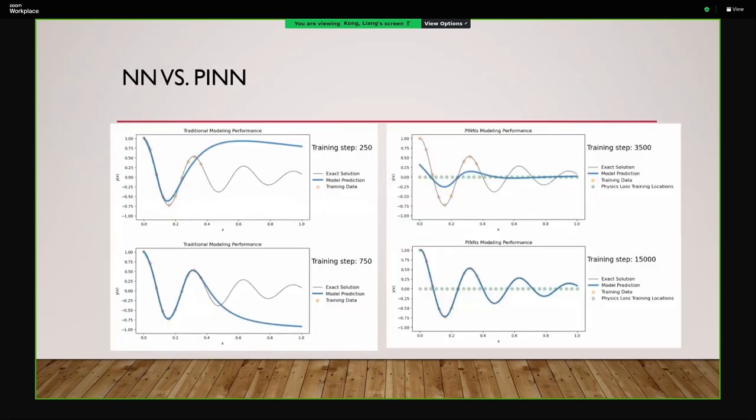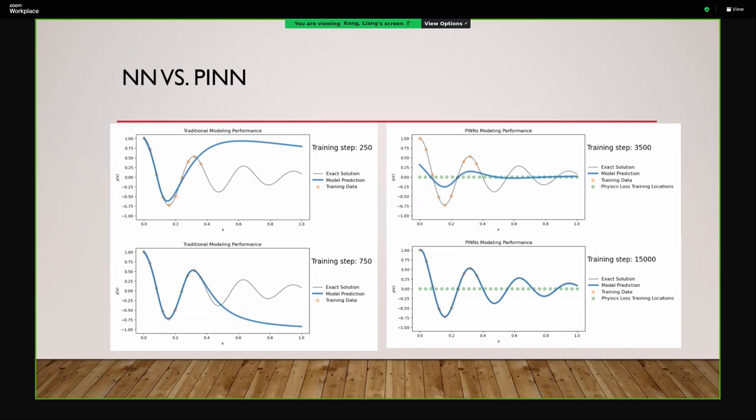Okay. So we can see that we compare the result from the neural network and the PINN. This is the neural network, which is a traditional neural network without the physics loss. This is the PINN. We can see that the blue curve is the model prediction, and the gray curve is the exact solution, the true solution. The PINN behaves very well. After 3,500 training steps, this is the solution. After 15,000 training steps, the estimated solution is exactly overlapped with the true solution.